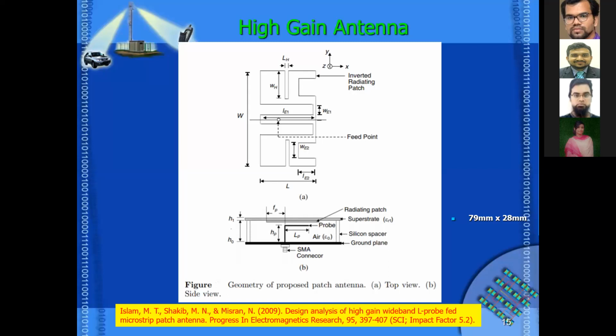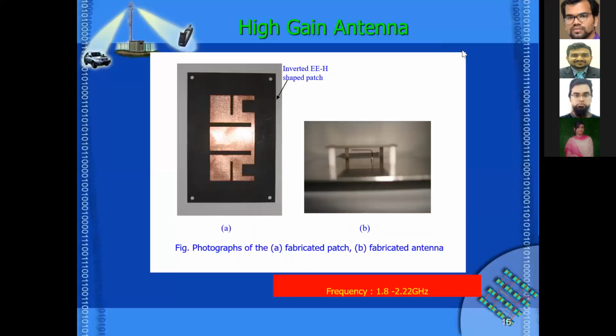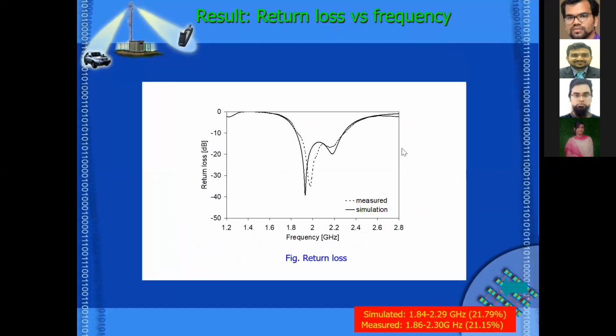If you look at the product itself, the left photo is the invented patch, and the right one is the fabricated antenna. We developed it for the IMT-2000 frequency band, from 1.8 to 2.22 gigahertz. Looking at the return loss, we found good matching. The simulated bandwidth is 21.79%, and the measured result is 21.15%, from 1.86 to 2.3 gigahertz.